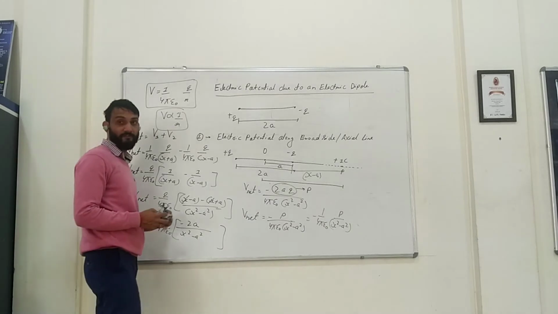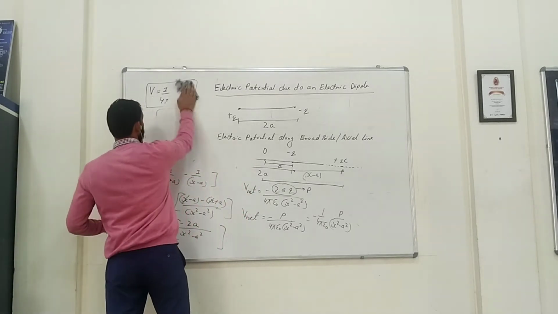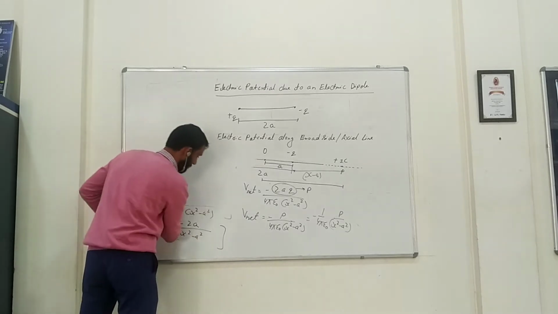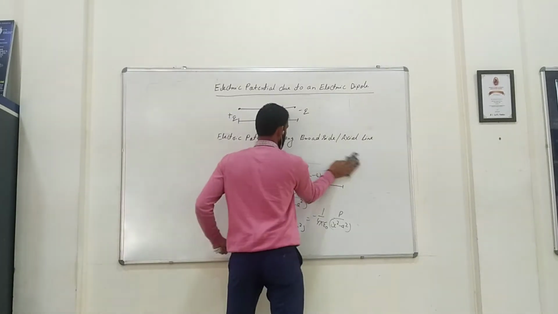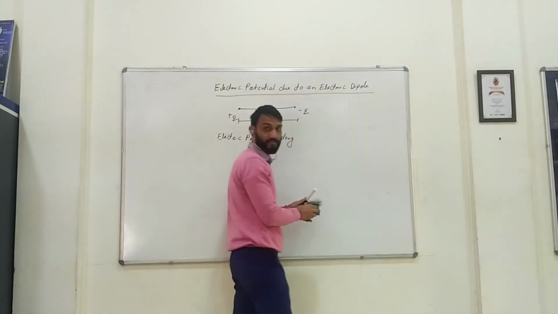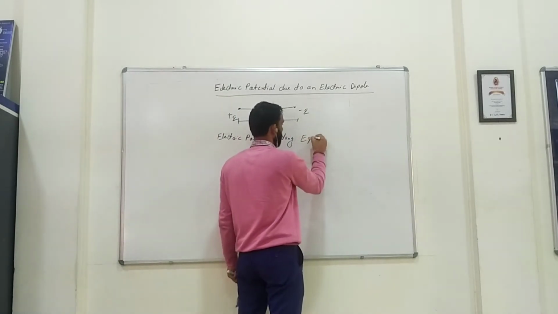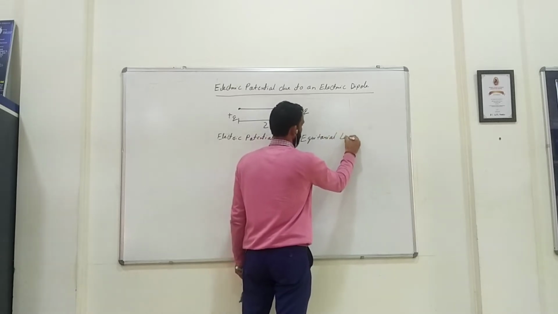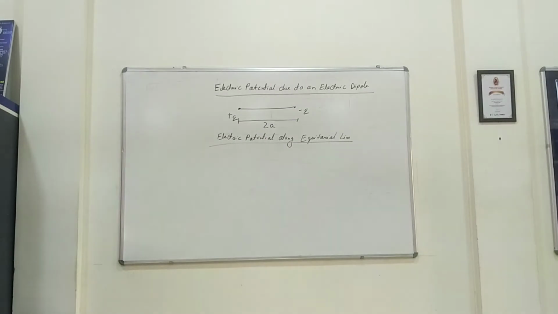Now we have to do the second one, the electric potential along the equatorial line. So the equatorial line we will do.